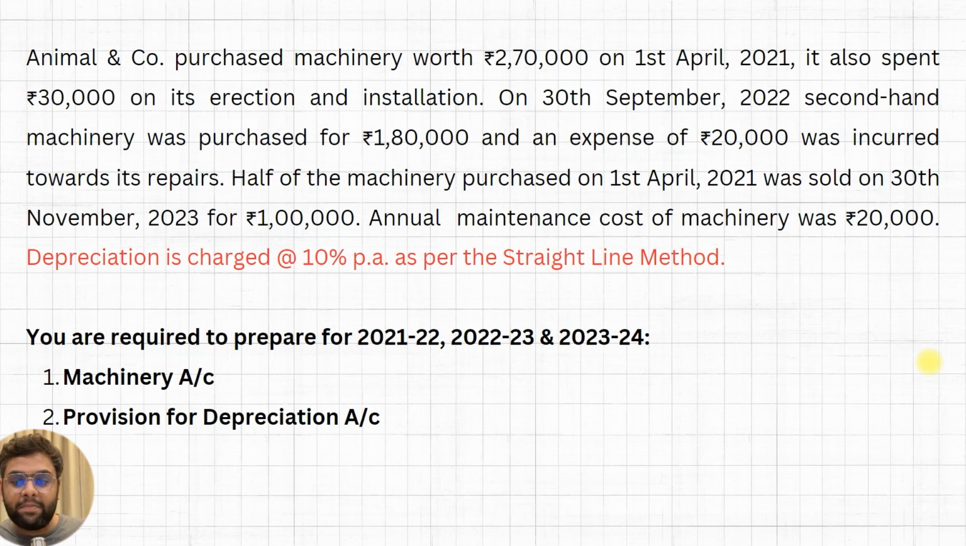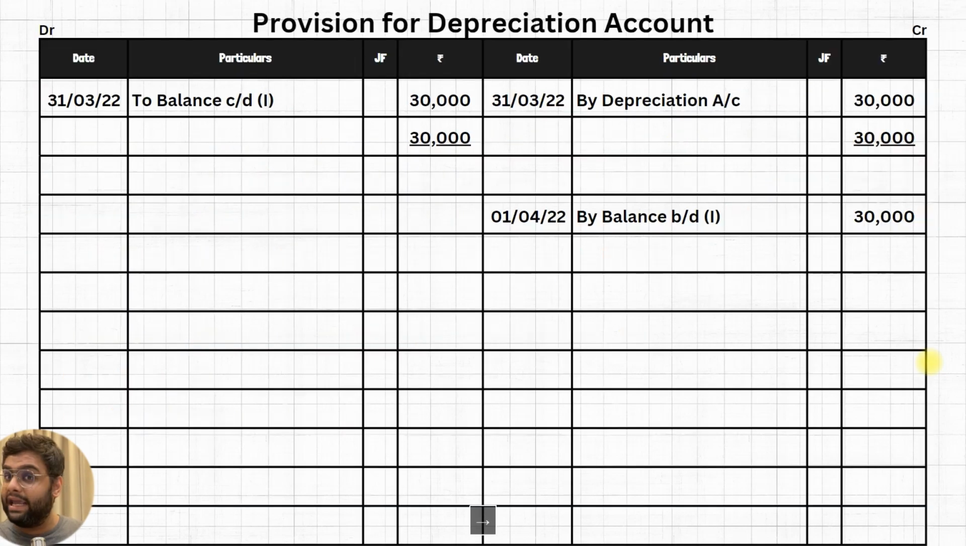Again at 10% per annum as per the straight line method. Where do we record depreciation? In the PFD account on the credit side on the last day of the year, 31st March 23, by depreciation account. Now, you have to depreciate two things, machinery 1 and machinery 2.